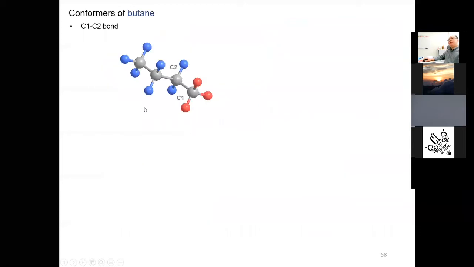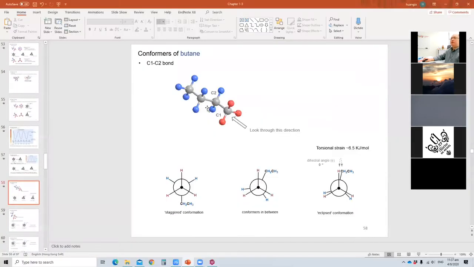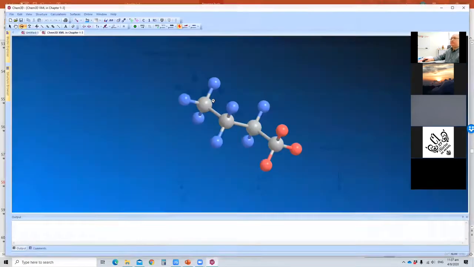So if we move from ethane to butane, now butane has 4 carbons. It's a more complicated system. So now you have 2 types of CC bond. One is C1, C2 here, and the other is C2, C3 here. And this one is the same as the C1, C2 because of symmetry, right? So we can start with the simple one, the C1, C2. Again, I asked you to look through this direction, so you put the C1 closer to you and the C2 in the back. I will show you what the real model looks like.